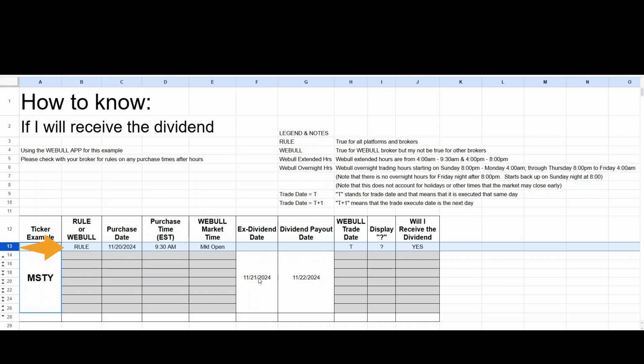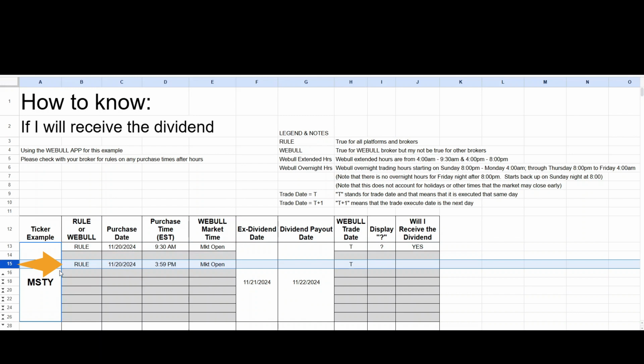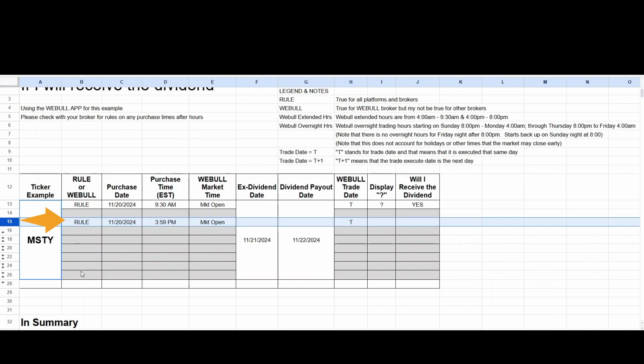We have the X date of 11/21. So will we get the dividend? Yes, we will. The next one here, again, this is another rule. So therefore, this is good for all platforms. And I'm going to roll this up just a little bit so it's easier to see.